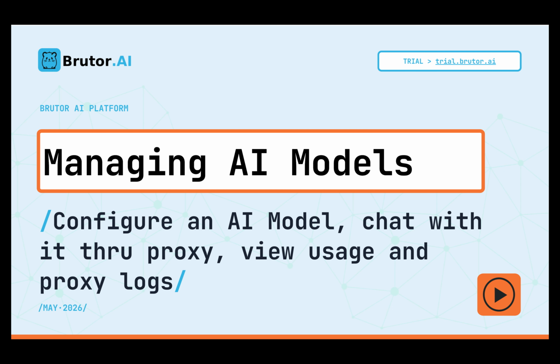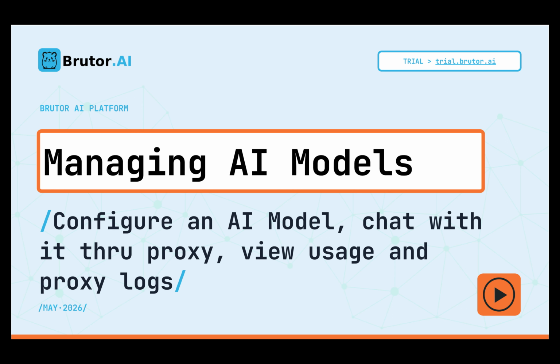We're going to see how you can talk to it via our Brutor portal, then via an external chat client like Goose, and via the API from the command line. Then we will see how we can view usage and proxy logs and even audit logs to see what you change when you configure an AI model so you can be compliant. And so you can go back and see who did what, why it's working the way it's doing now, or why it isn't working.